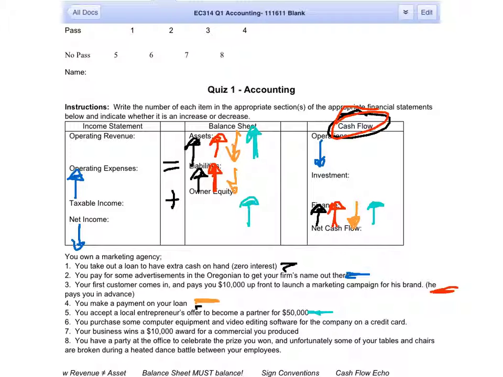So let's go on to the next item, which we'll make yellow. Purchase computer equipment and put it on the company card. Okay, so here's the equipment. That's just some fixed assets going up. There are some liabilities going up, and at the same time, it looks like there's no cash changing hands, but really it's like two things going on.